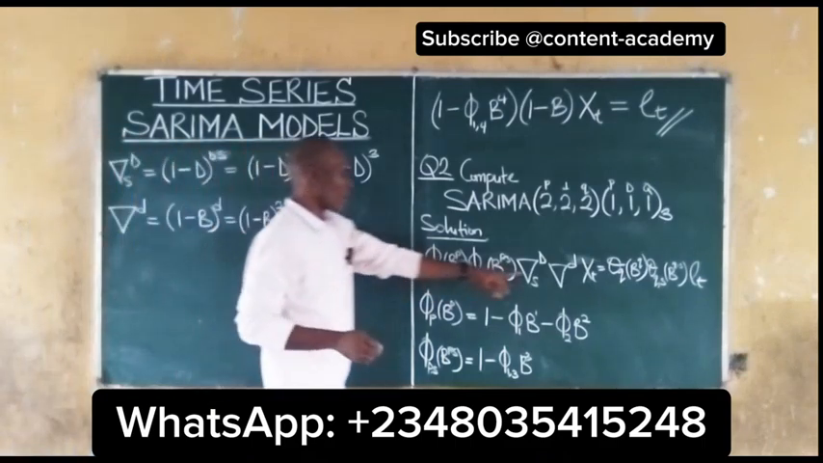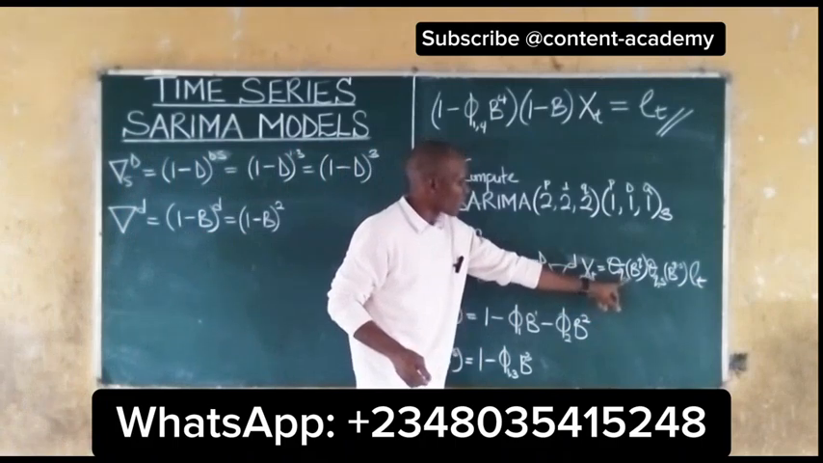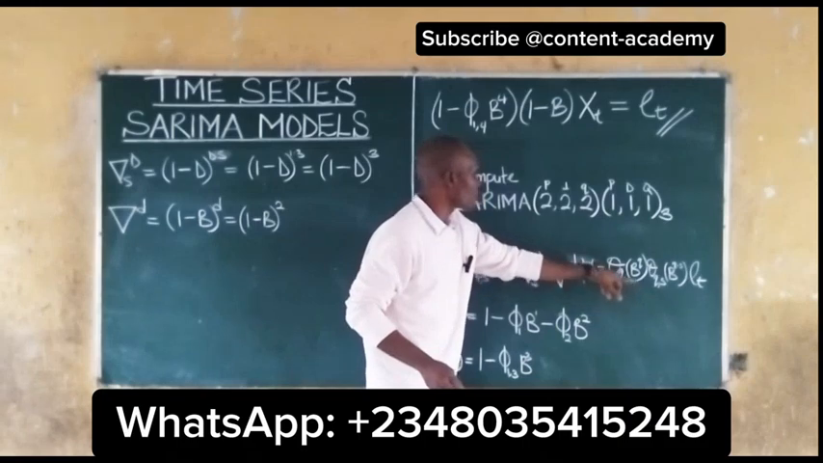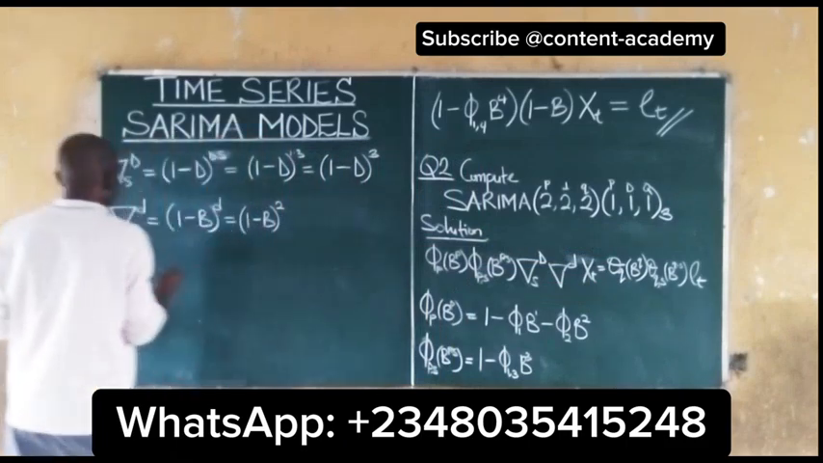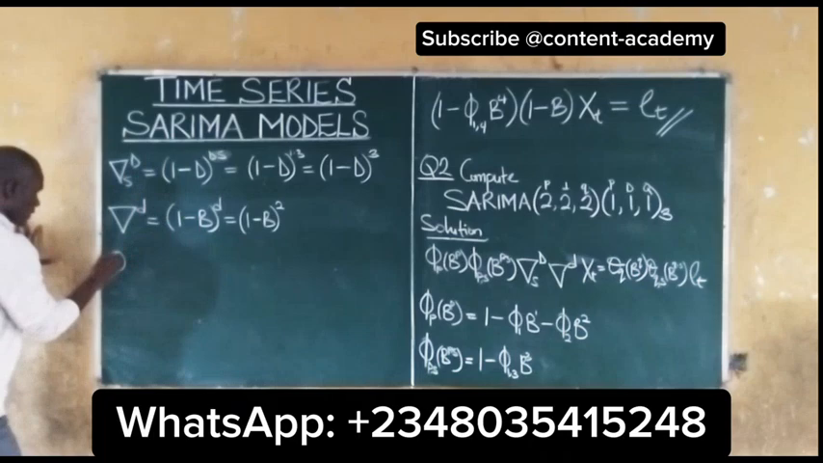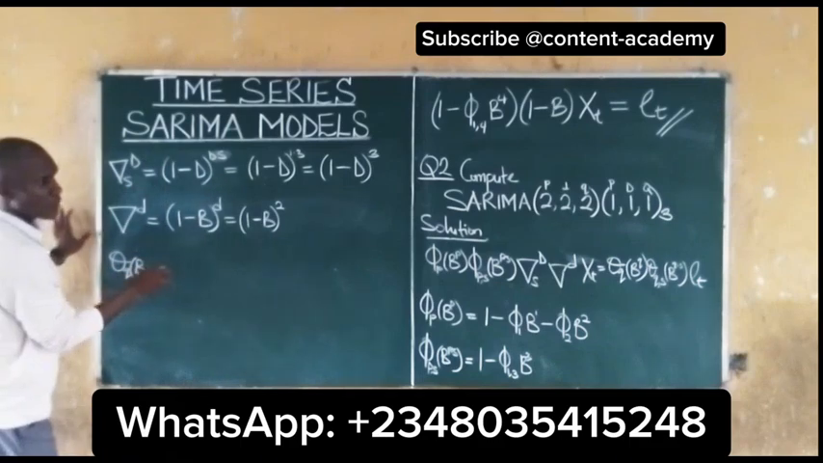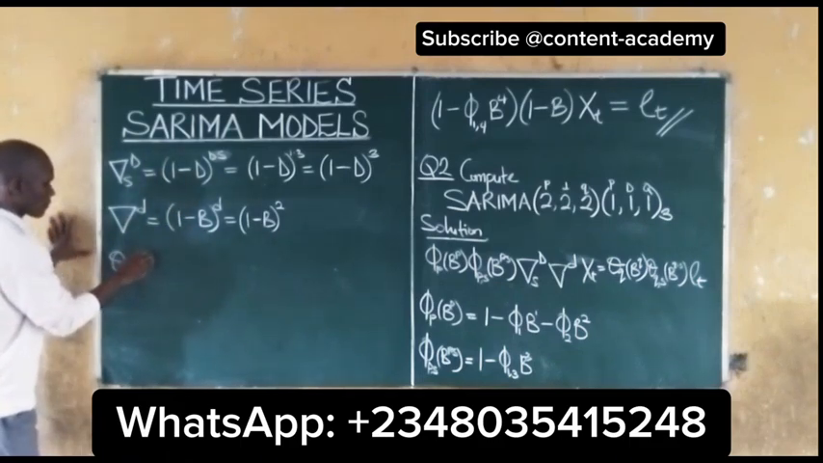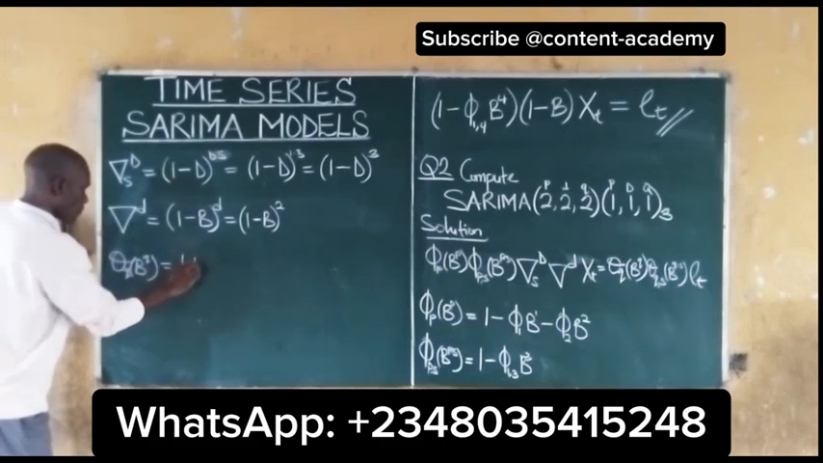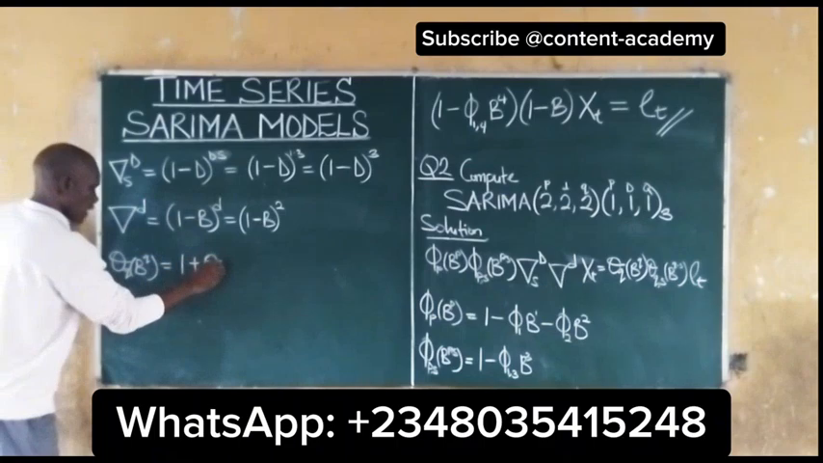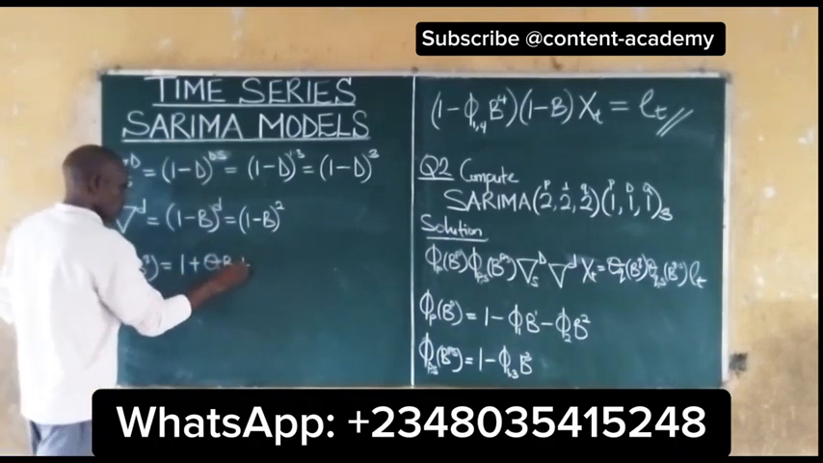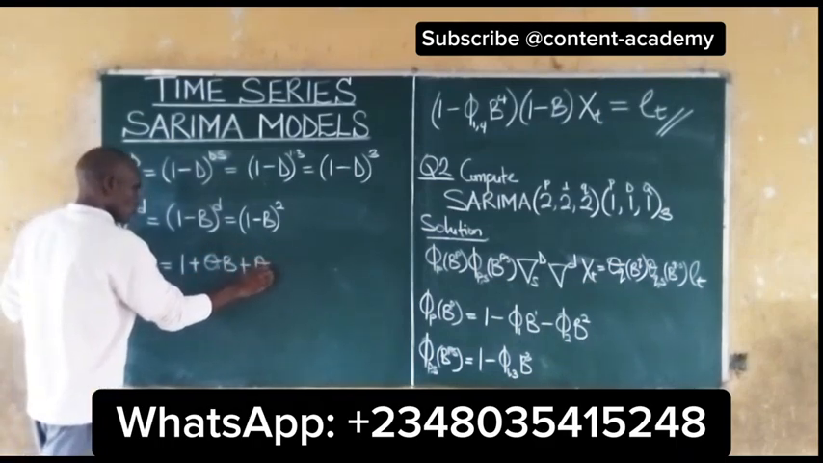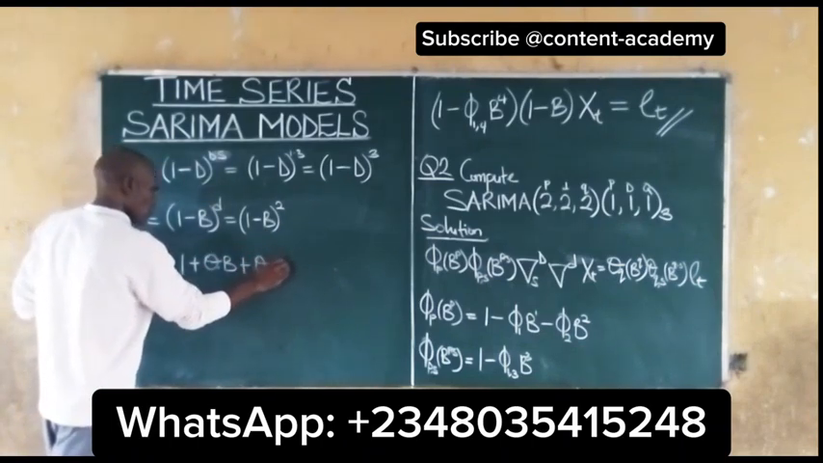Now, we also have our X_t. We also have that of the moving average. The moving average q is 2, so we have theta_q(B) equal to 1 plus theta_1 B plus theta_2 B^2.